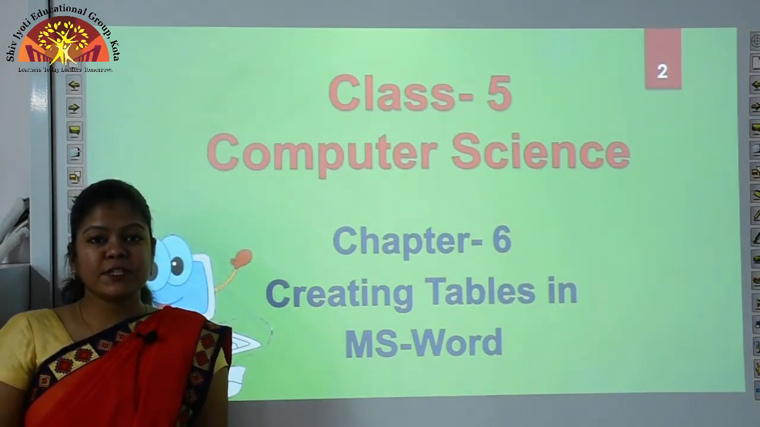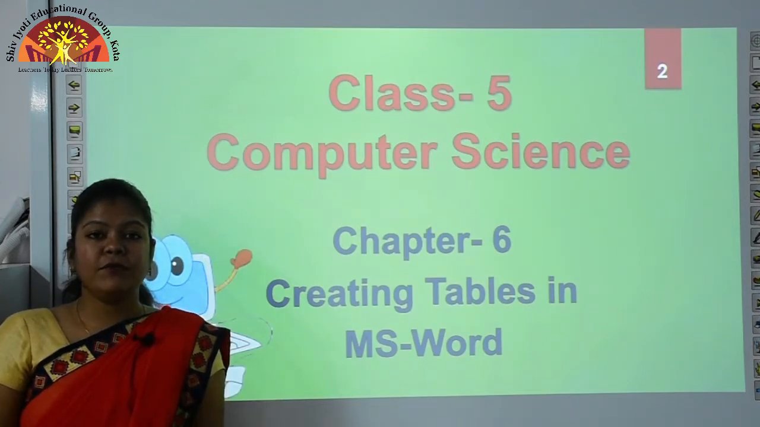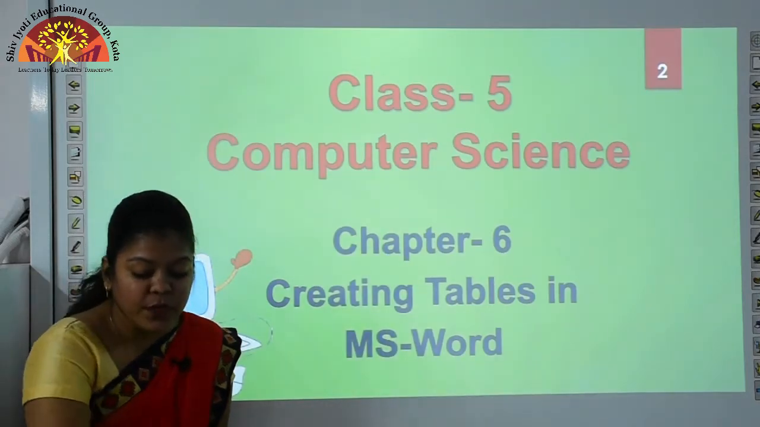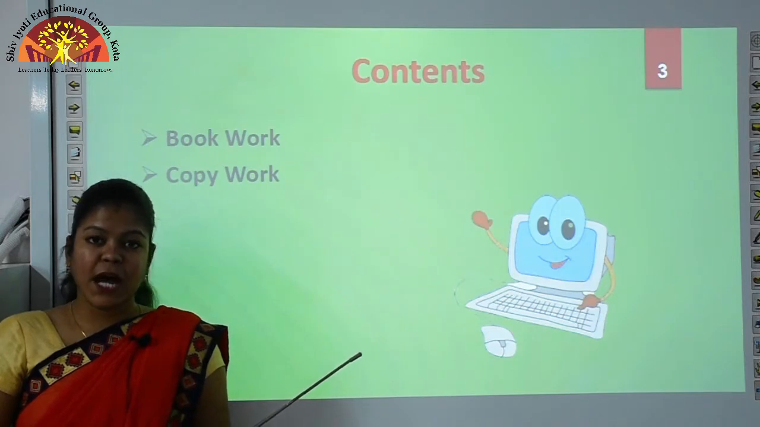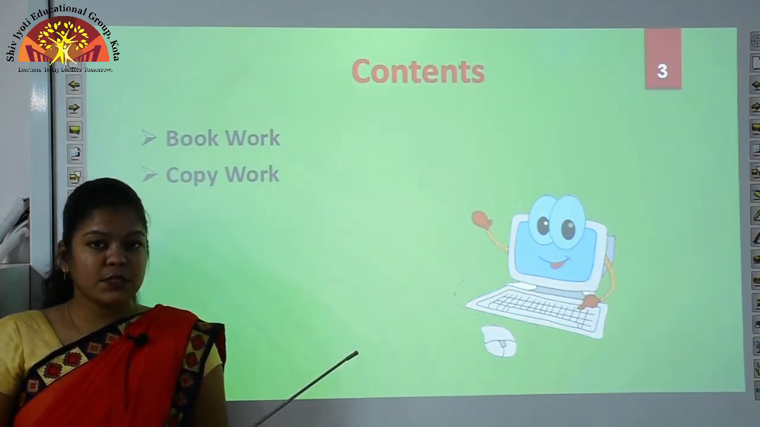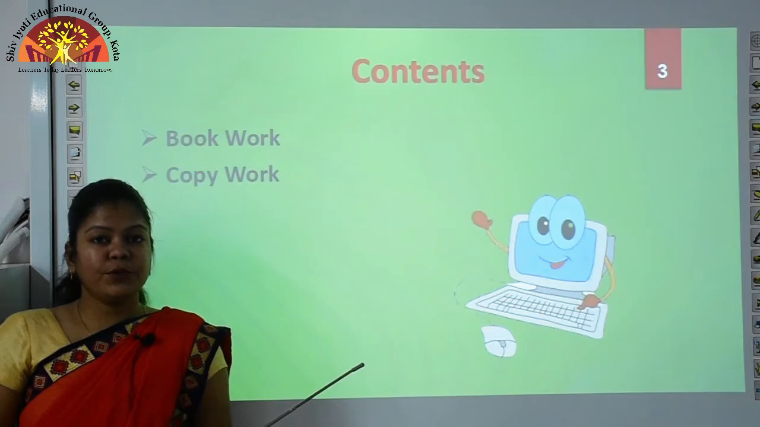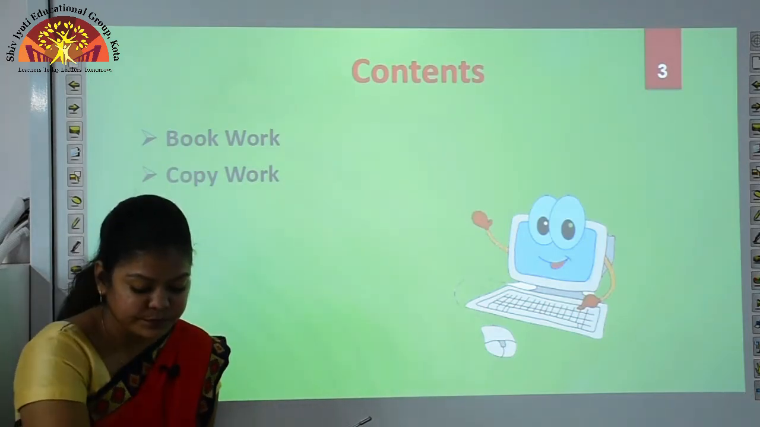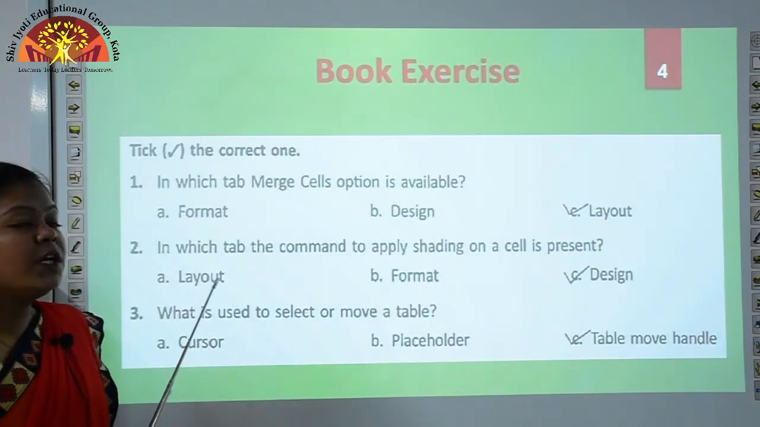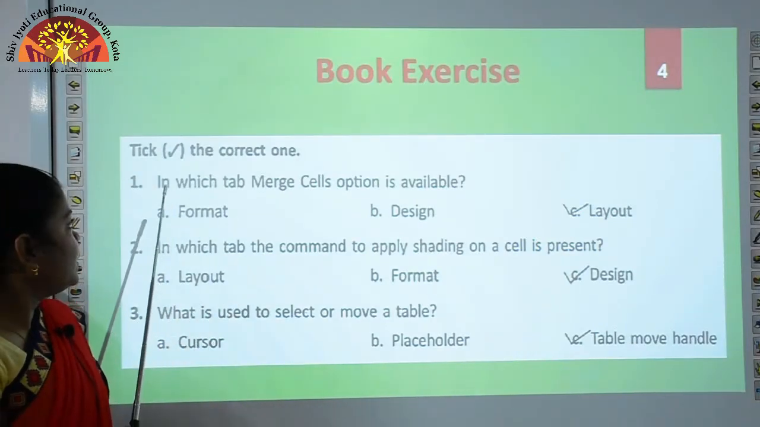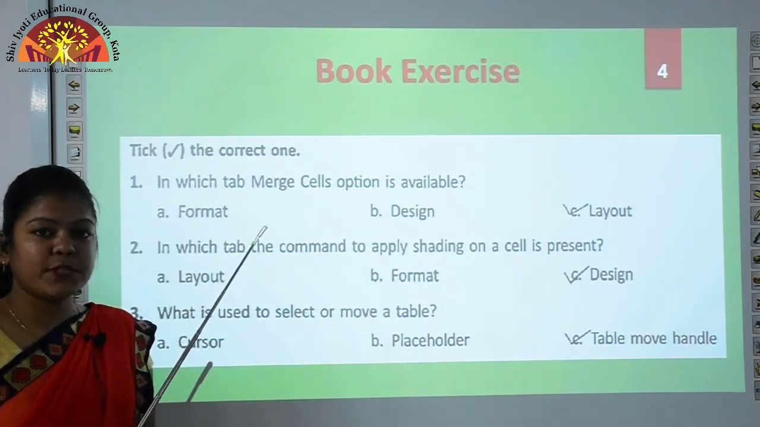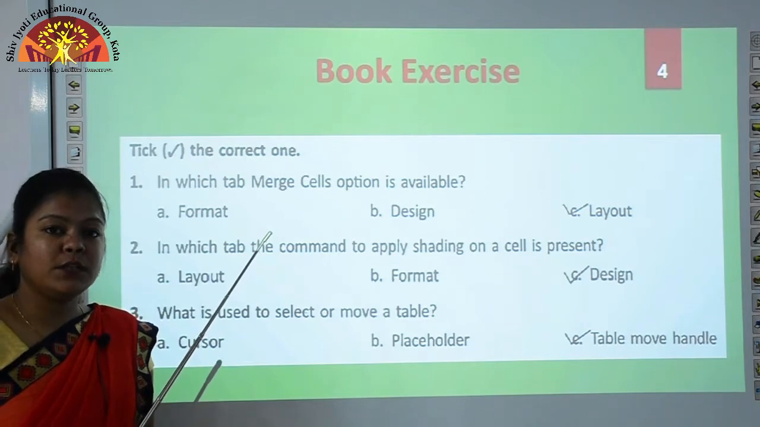Students, in the previous videos of this chapter we have learned how to create, format and modify tables in MS Word. Now we are going to cover the bookwork and the copy work of this chapter. So students, open your computer book at page number 73 to start the bookwork. In the bookwork we have first exercise, take the correct one. In this exercise you have to choose the correct option and put the right mark on the correct option.